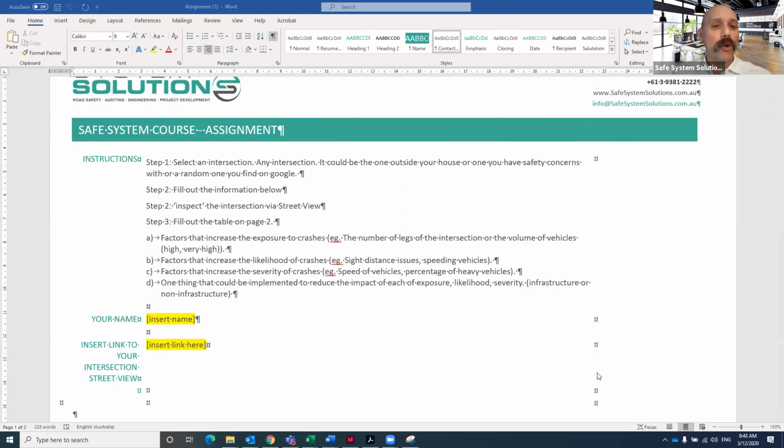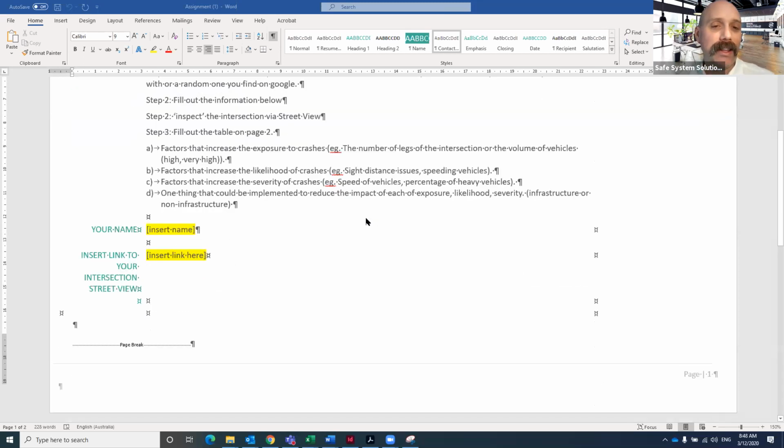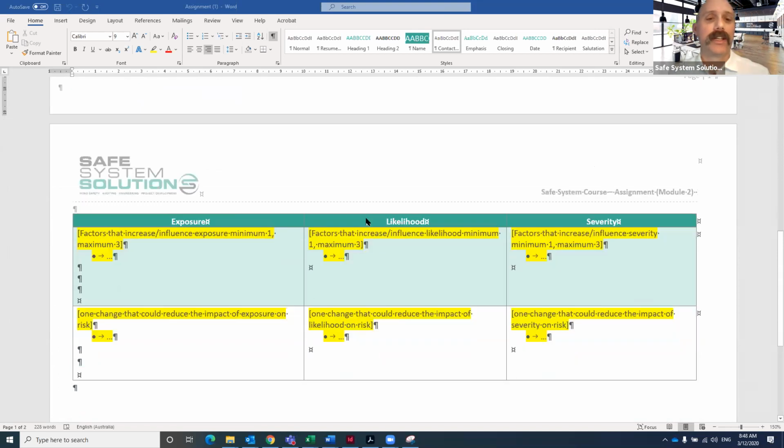Now, you're not going to need to go to this intersection. But you're going to need to look at it through Street View or the like, or if it does happen to be out the front of your house, you can just have a look at it. So anything that's highlighted yellow will come to that. You're going to inspect your intersection by Street View or by looking at it. And then you're going to fill out the information on the next page.